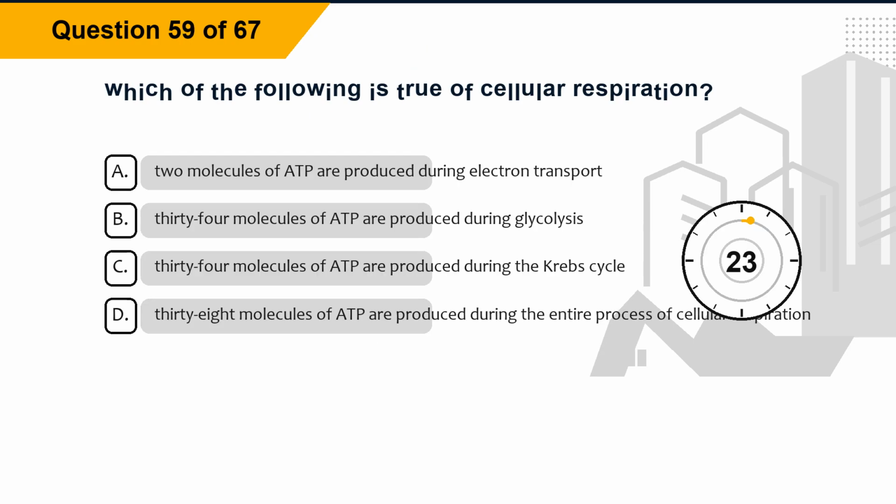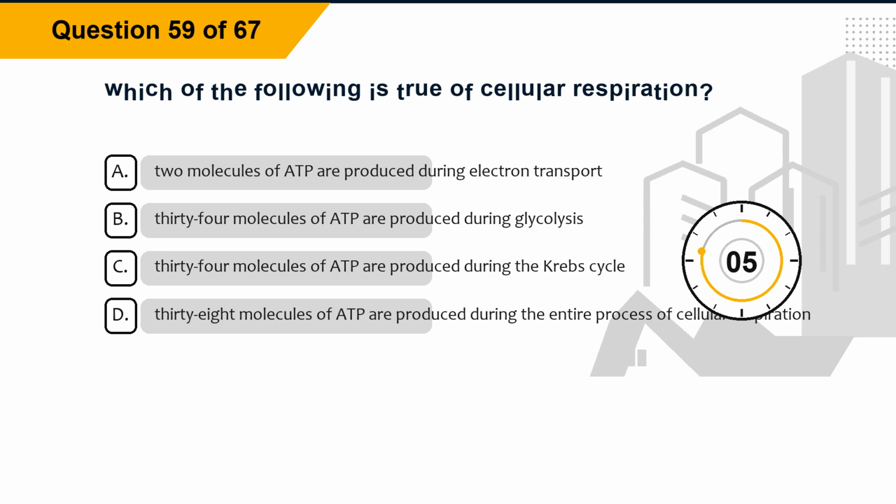Question 59. Which of the following is true of cellular respiration? Option A, 2 molecules of ADP are produced during electron transport. Option B, 34 molecules of ADP are produced during glycolysis. Option C, 34 molecules of ADP are produced during the Krebs cycle.